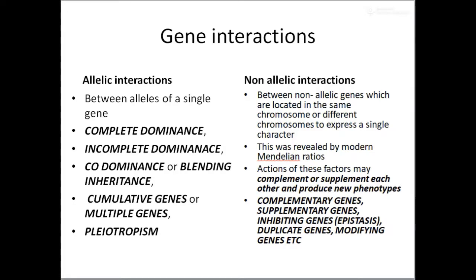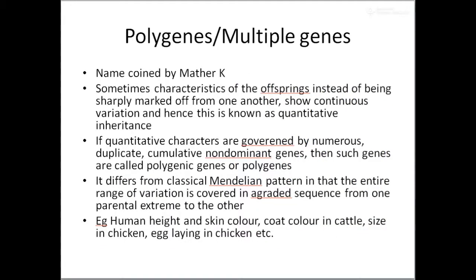What is a polygene or a multiple gene? This name was mainly coined by Mather K, and you can see that sometimes the characteristics of some offspring, instead of being sharply defined or sharply marked off from one another, will show continuous variations. And this is known as a type of quantitative inheritance.